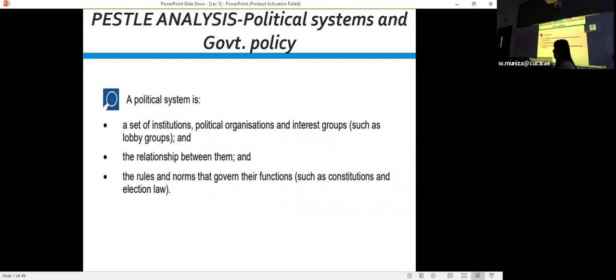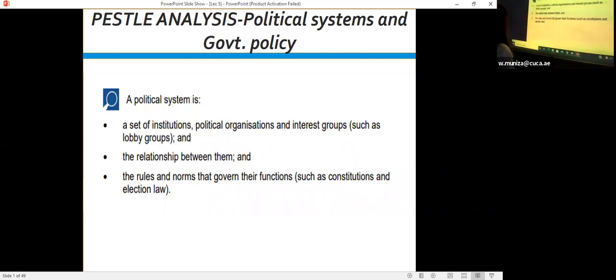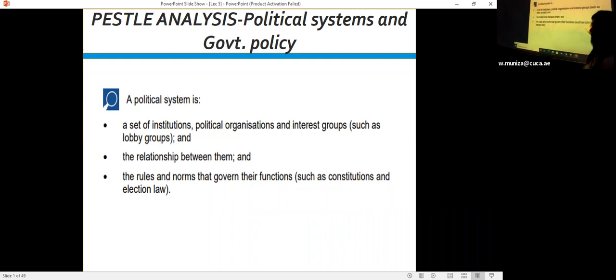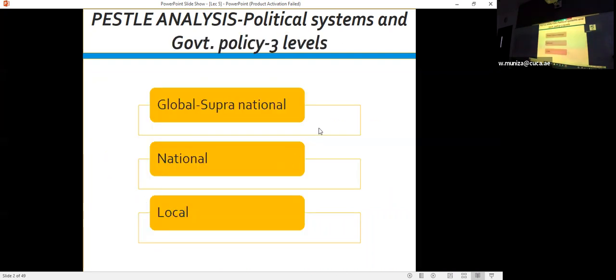So how are the institutions of the country being run, how is the government being run? In some countries, there is just a person known as a king or a queen who is going to run the country. But in other countries where there is a democracy, the rules and norms are made by constitutions and election laws. So by election, the policies are made. So organizations have to analyze the political system of their country.